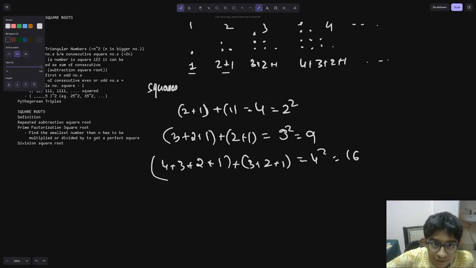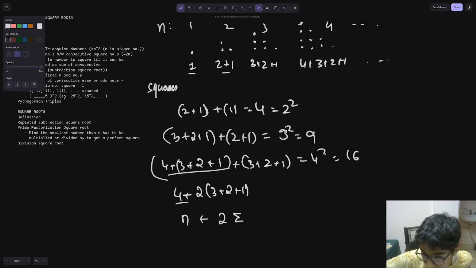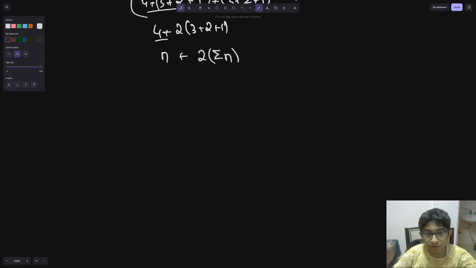So this order I'll take it as n. Okay, now I can take this as 4 plus 3 plus 2 plus 1 plus 3 plus 2 plus 1. So this becomes 4 plus 2 times 3 plus 2 plus 1. I can do it like this. So this is n and this is 2 times the summation of the first n natural numbers. And now, do you know the general formula for the sum of the first n natural numbers? I hope you do, because I am going to use it now.